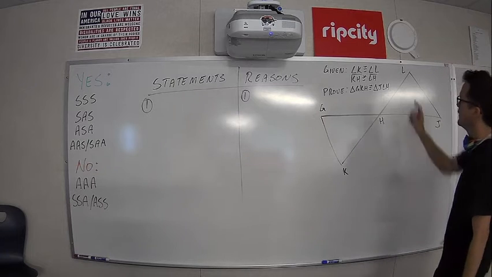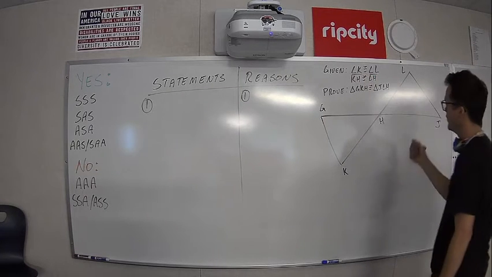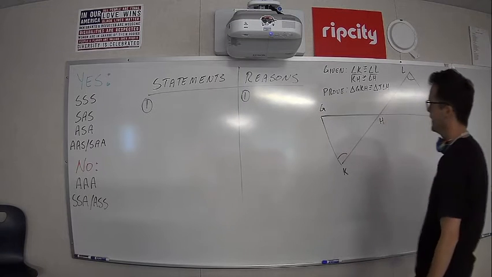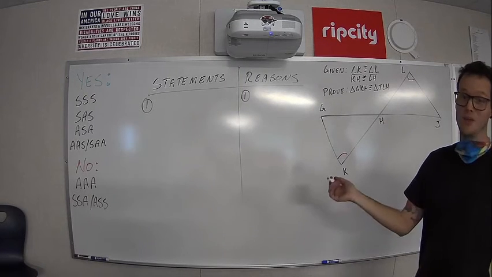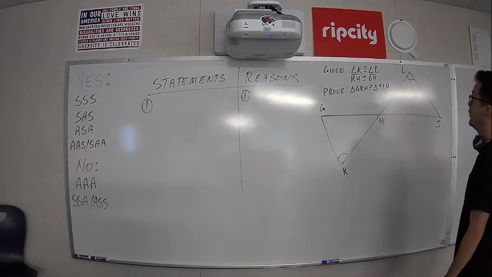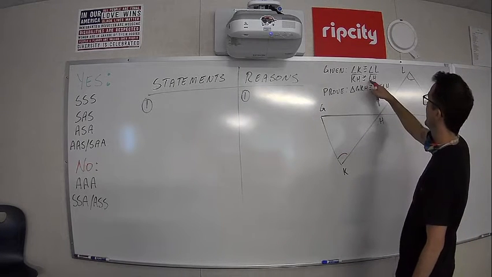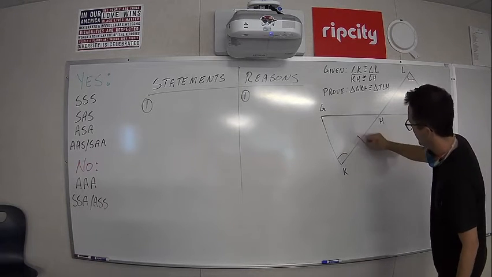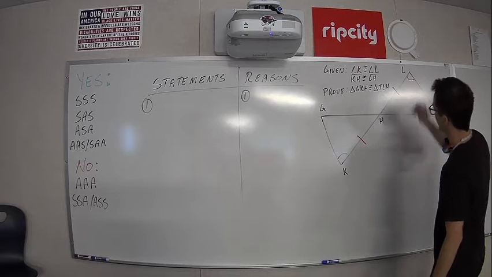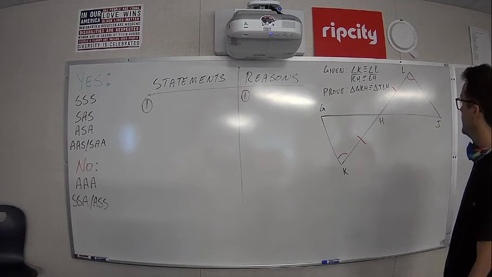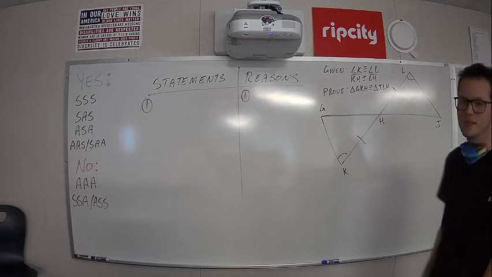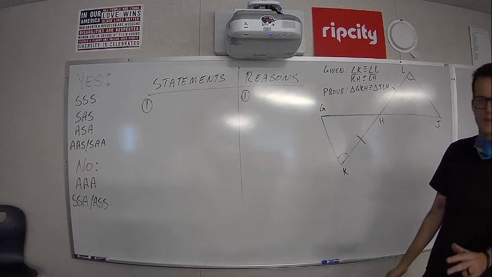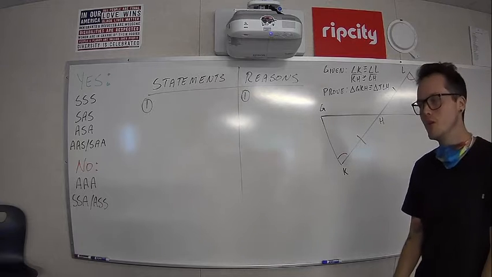So, given information, angle K and angle L are congruent to one another. L and K have the same angle measure. Don't know what it is. Don't care. Just know it's the same. What else do we know? We know that KH and LH are congruent sides. So KH and LH are congruent sides. Cool. Well, now we have two pieces of information. We have two pairs, or two corresponding parts of both triangles, that are congruent. We don't yet have a third.